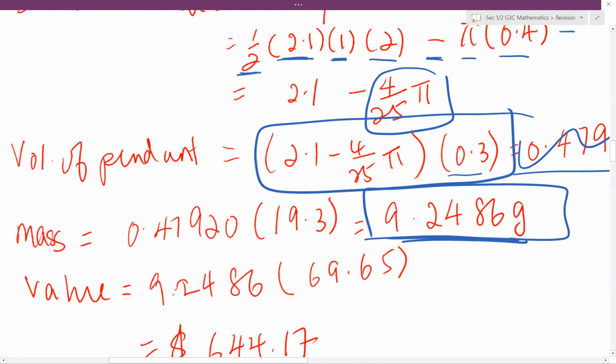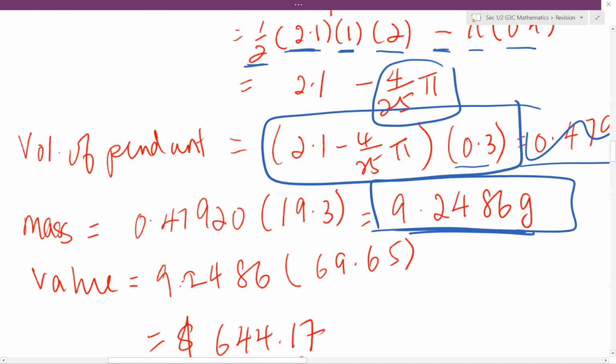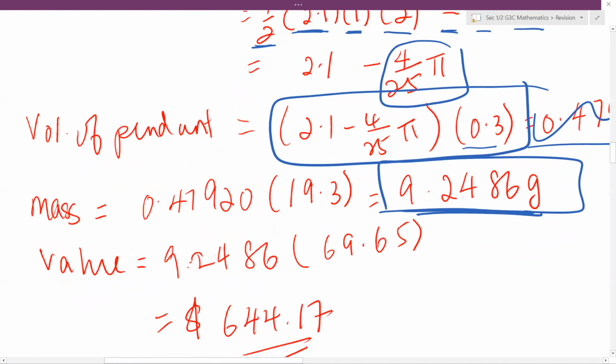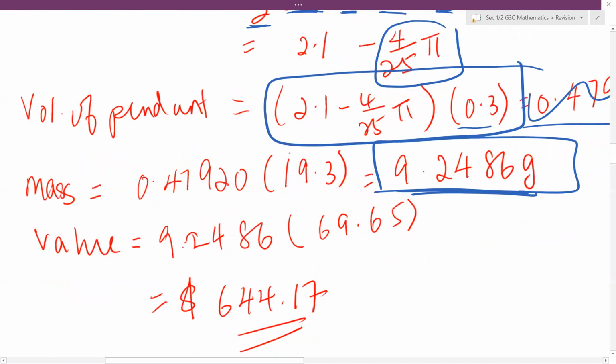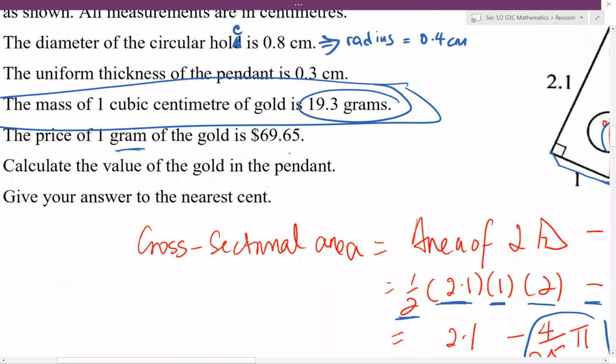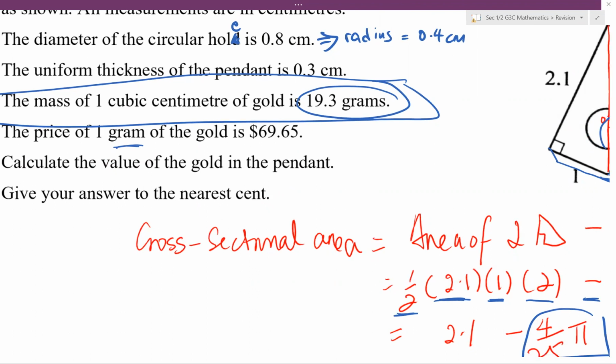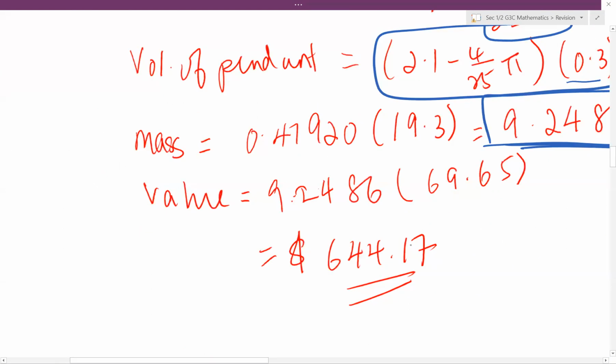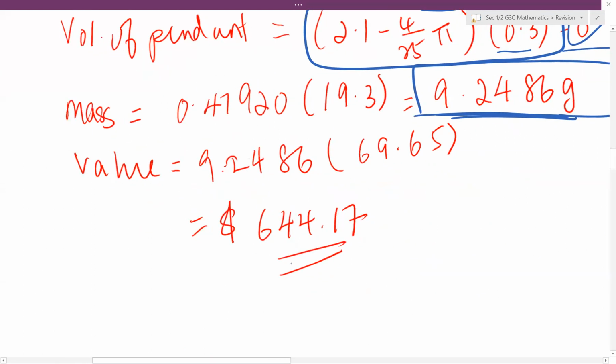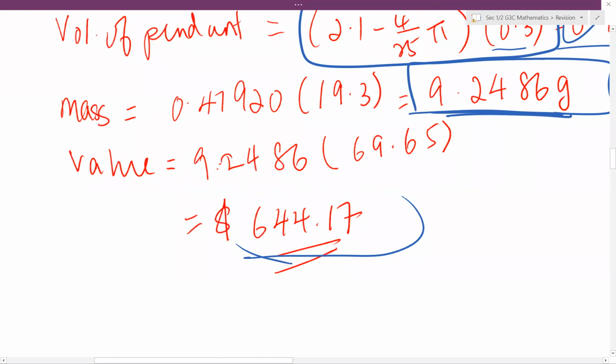Next, we get the value. For 1 gram, it costs $69.65. I don't know whether this is a realistic value of gold. Maybe it really is. That's why they say precious. 1 gram, $69. So for this tiny pendant, it costs you $644. Is it realistic? I have no idea. I don't own any gold. If your parents have some gold jewelry, ask them how much it costs.